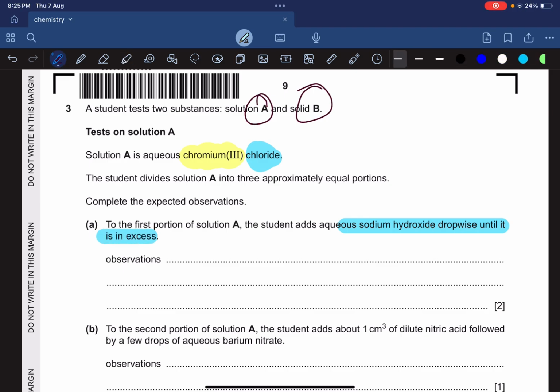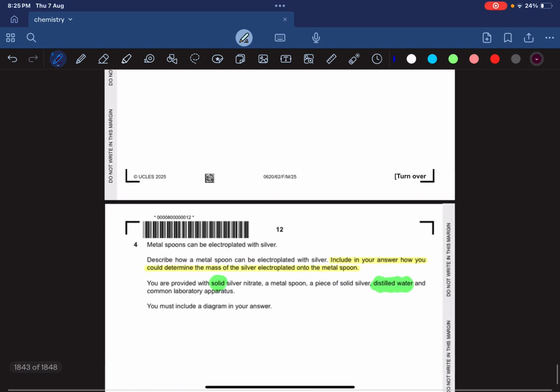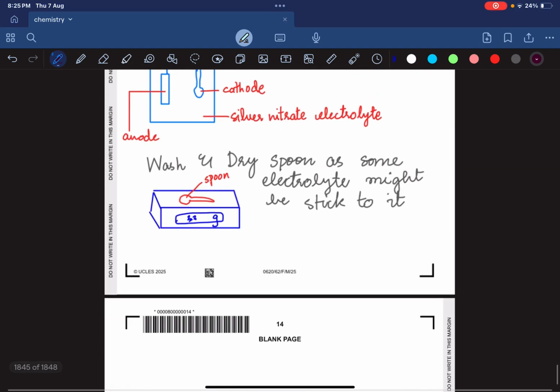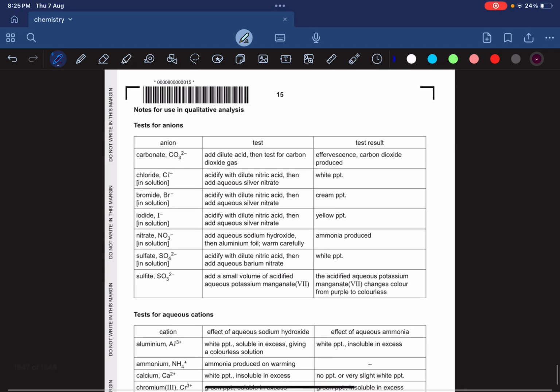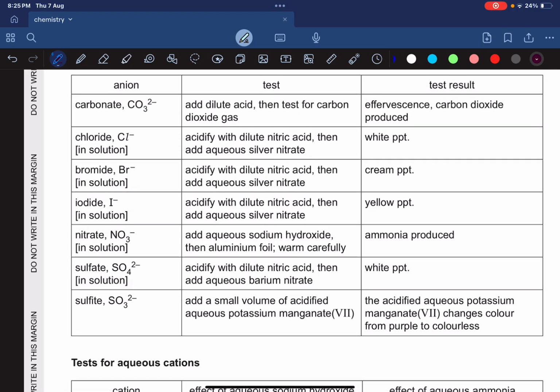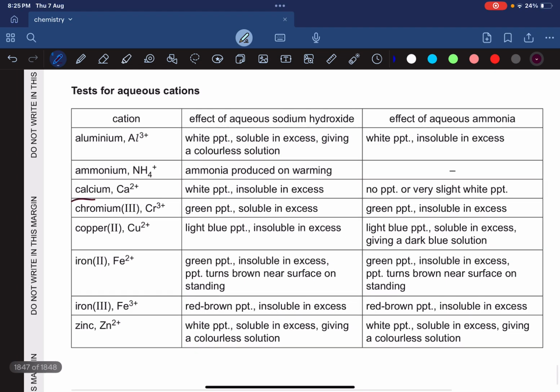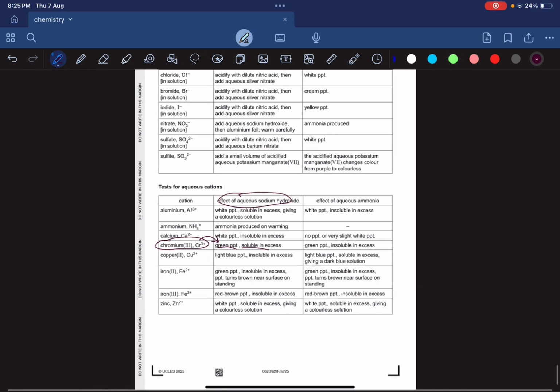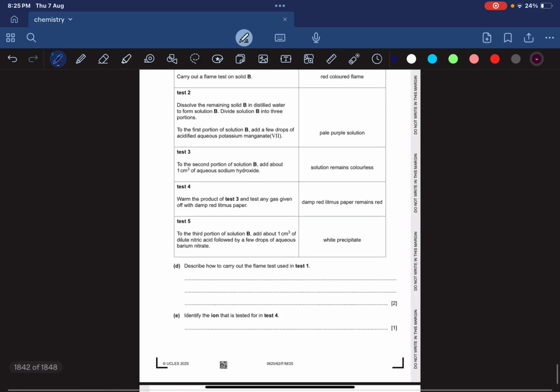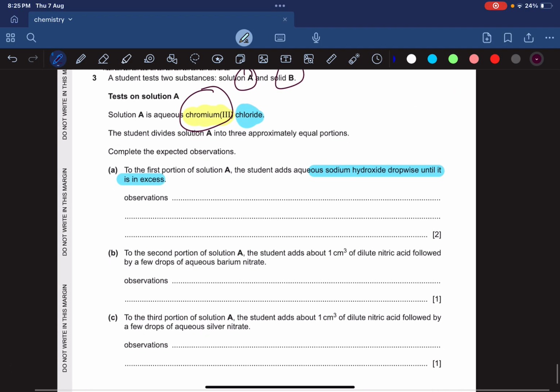Okay, we are adding sodium hydroxide dropwise until in excess to solution A. So what's going to happen? Chromium ion. Yeah, I believe this question is simply copy pasting from the table below. Okay, go to chromium ion. I'm not even going to solve it because it's that easy. Anyone can do it. Chromium ion, test for it, green precipitate, effect of aqueous sodium hydroxide, and then soluble in excess. So just copy paste what's written below. I won't waste my time on just copy pasting.